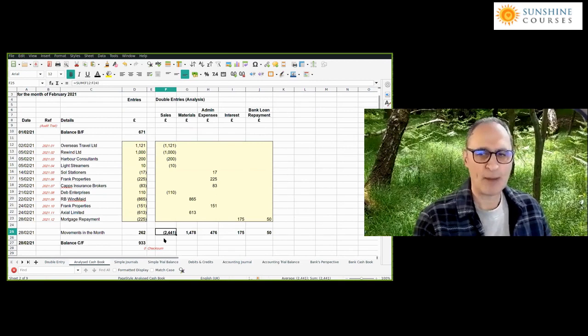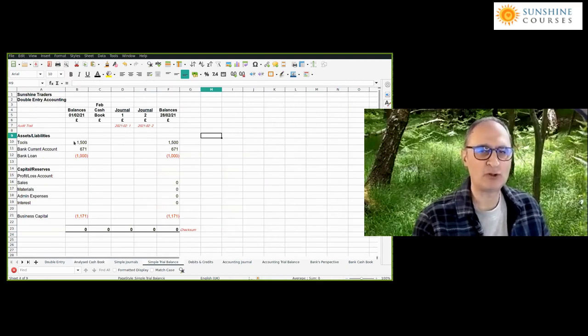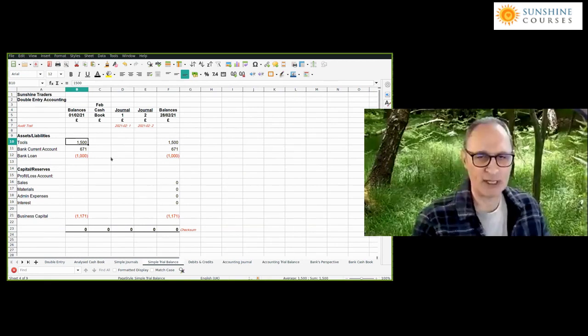So I now want to record this in a summary of what my assets and liabilities are at the end of the period. And I'm going to call this a trial balance. So we've actually already looked at a trial balance. What I showed you was a slightly simple illustration to show double entry, but the trial balance lists all your assets and liabilities, all your profit and loss accounts, all your capital, and it shows the balance at the start of the period, all the movements during the period to get your balances at the end of the period.